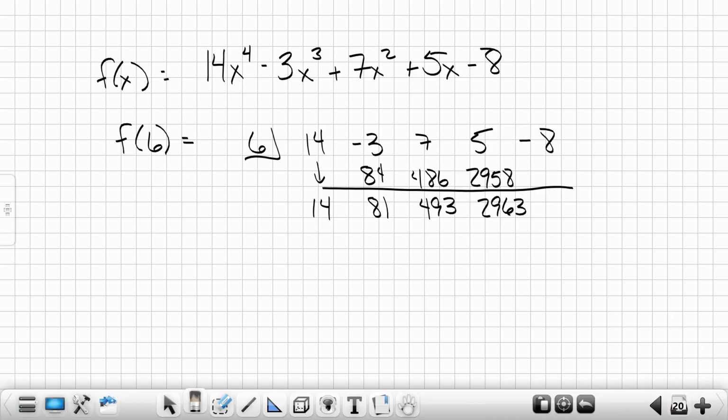If I were to substitute 6 into this, I'd get the same answer, but this is so much faster. And since you don't have the divisor, this is not dividing anything. It's actually substituting it in. So synthetic division with a binomial and synthetic substitution are the same thing.